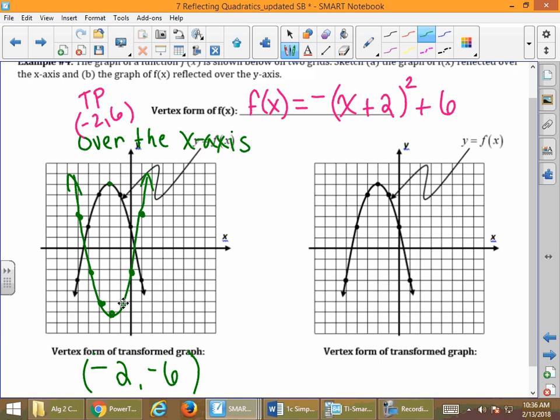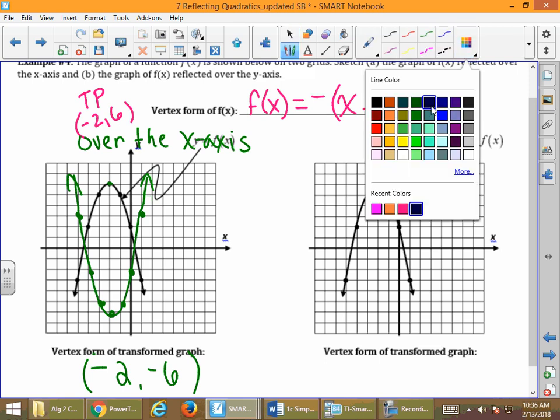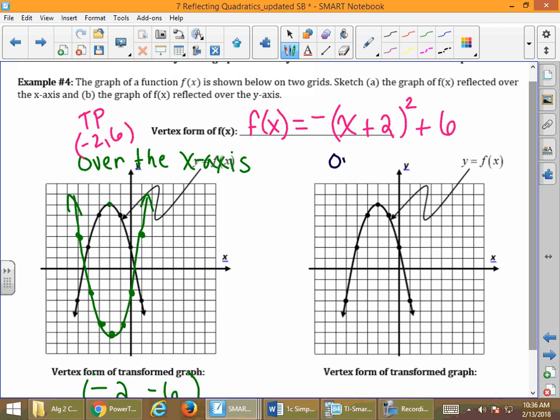When we come over here to the right of that problem, this time we're going to reflect over the y-axis. That's what our directions say. Part B, the graph of f of x reflected over the y. So now what we're doing is flipping it over the y-axis. Starting with the vertex here, instead of there, I'm going to flip it over. It was negative 2, 6. Now it's going to become positive 2, 6.